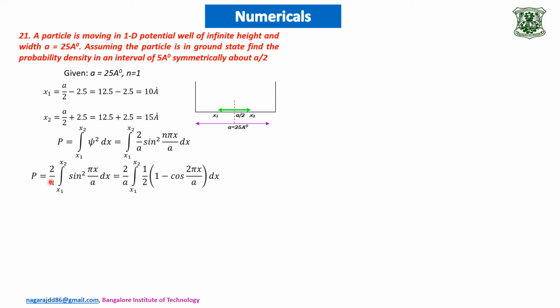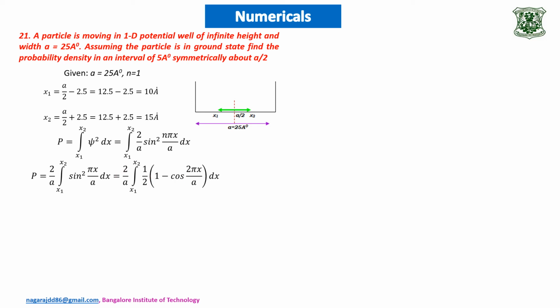After substituting n equals 1 and taking this 2 by a outside, I get this form: 2 by a integral of sine square pi x by a into dx. Let us simplify. You know, sine square theta is equal to 1 by 2 into 1 minus cos 2 theta. In the place of theta, I have pi x by a. This is a well familiar equation and you might have already used this method in PUC. So I write this entire thing in this form: 2 by a, 1 by 2, 1 minus cos 2 pi x by a into dx. Here onwards it is simply a PU level integration problem.